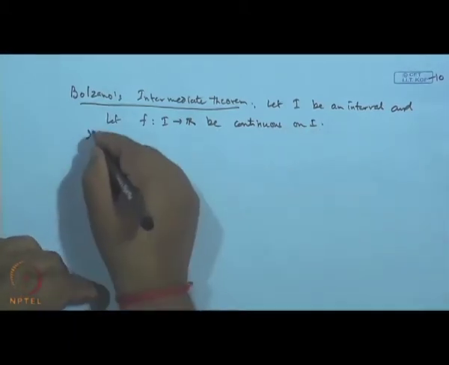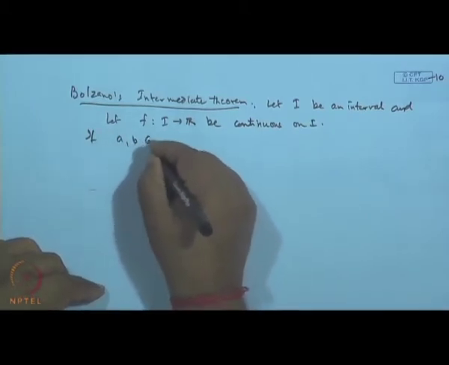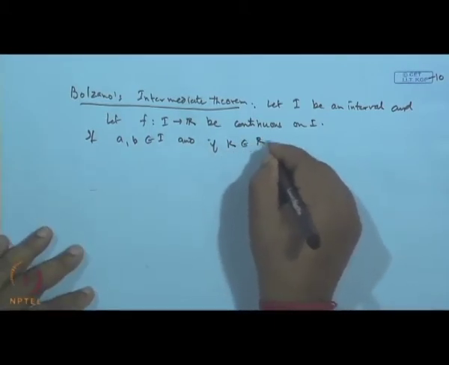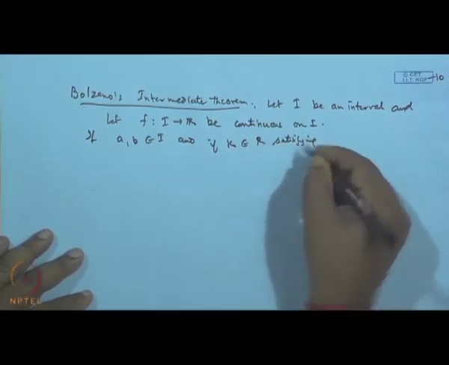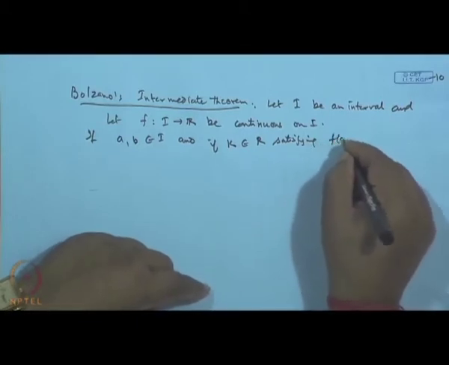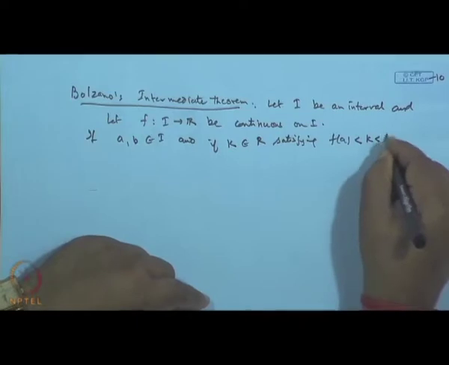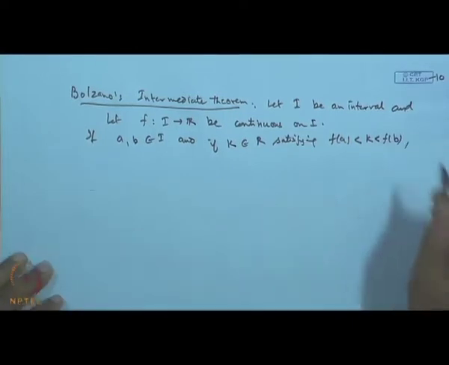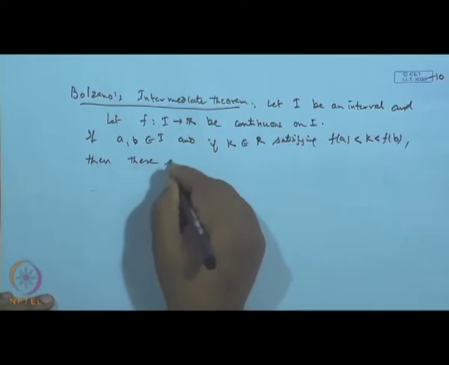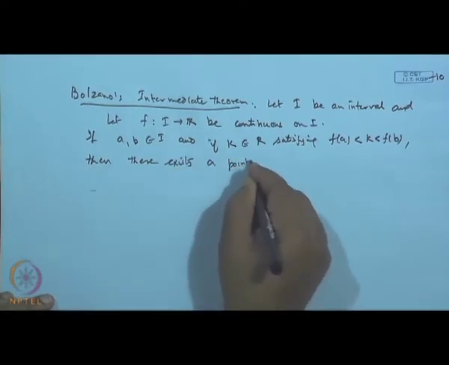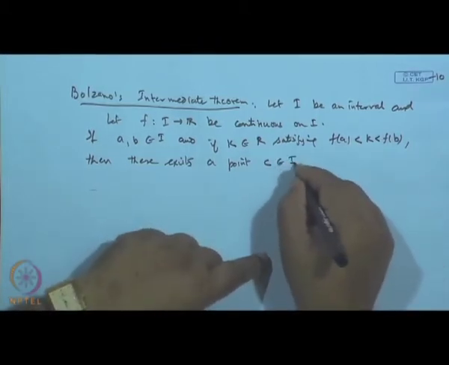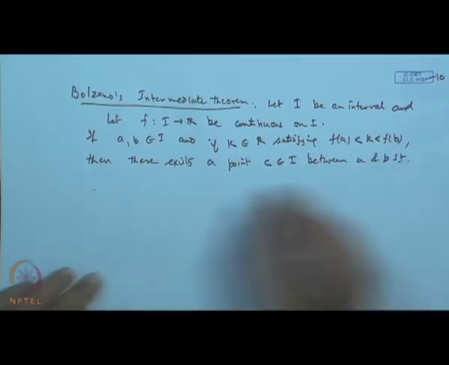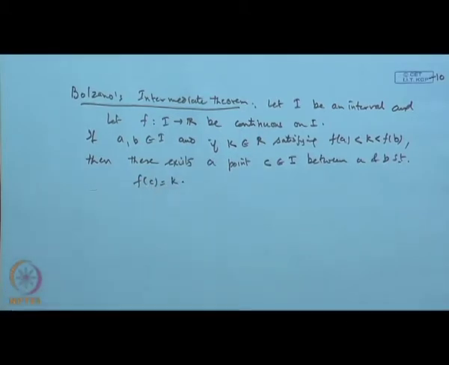Now, if a and b belong to I, and if k is any real number satisfying f of a is less than k, which is less than f of b, meaning in between f of a and f of b we are choosing a real number k, then there exists a point c in I between a and b such that the value of the function at the point c is k. This is known as the intermediate theorem.